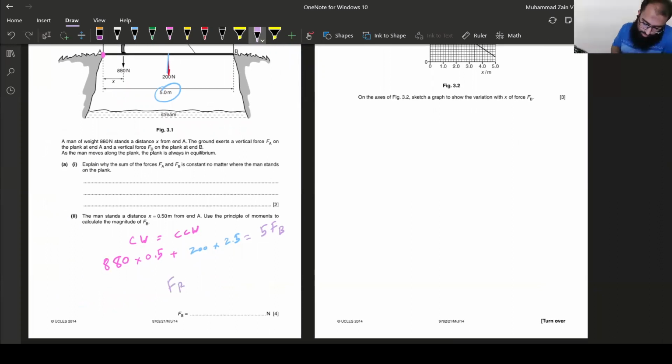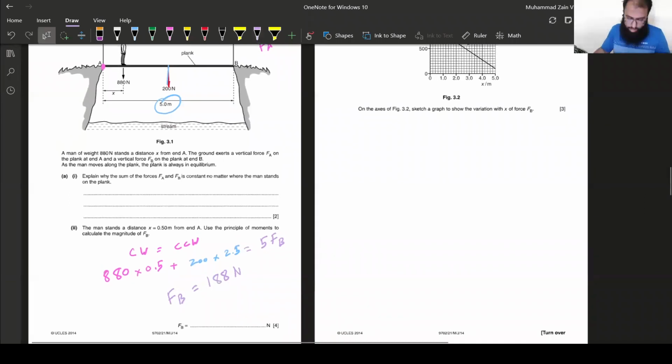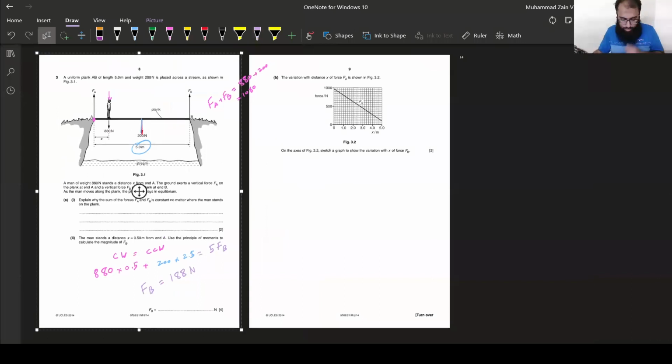Can someone tell me what the answer for FB comes out to be? 188 newton. 188 or 1088? 188. 188 newton. Okay. So 188 newton comes out to be FB. So that's how we find FB.